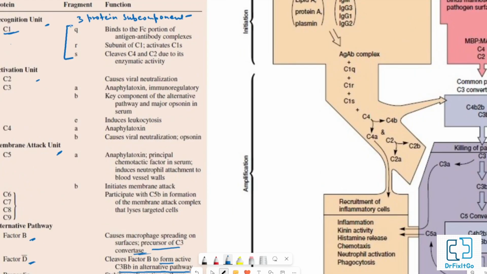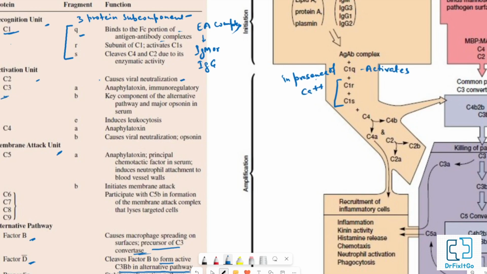Now C1 is divided into 3 protein subcomponents. Q is the recognition unit of C1 that binds to the Fc portion of the antigen-antibody complex, which may be an erythrocyte-antibody complex, especially IgM or IgG. The binding of C1q in the presence of calcium ion leads to activation of C1r and C1s.